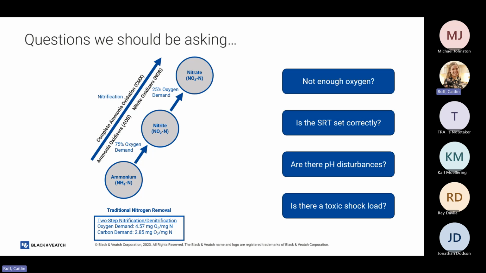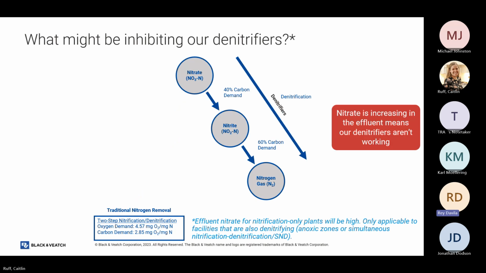It's kind of why we wanted to do this session before we did activated sludge troubleshooting part 2, to help prep and then get into the troubleshooting problems next time. So now we're going to talk about what might be inhibiting our denitrifiers. This is when your nitrate is increasing in the effluent, and that means our denitrifiers aren't working.